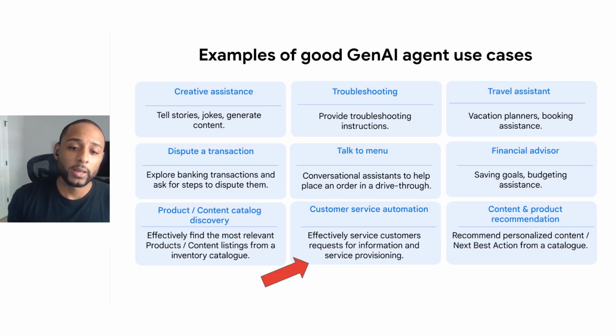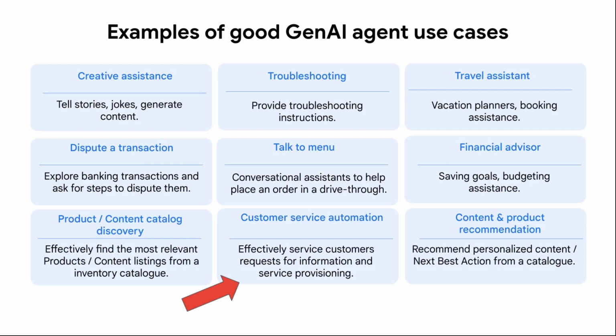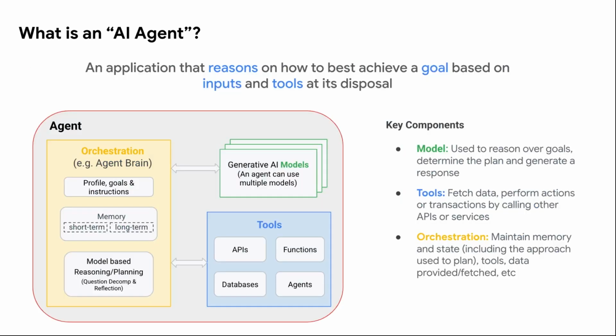And so if you can see here, with a lot of organizations we talk to, there are a lot of good generative AI agent use cases like customer service automation or creative assistance. Today's demo is going to be around customer service automation. And we're going to build out a generative AI agent that helps John's team work efficiently. This slide here really just showcases what an AI agent is. An AI agent is an application that reasons on how to best achieve a goal based on inputs and the tools at its disposal. We're not going to dive into it too technically here on the call, but essentially this is what we're going to build, an application to help John's team.